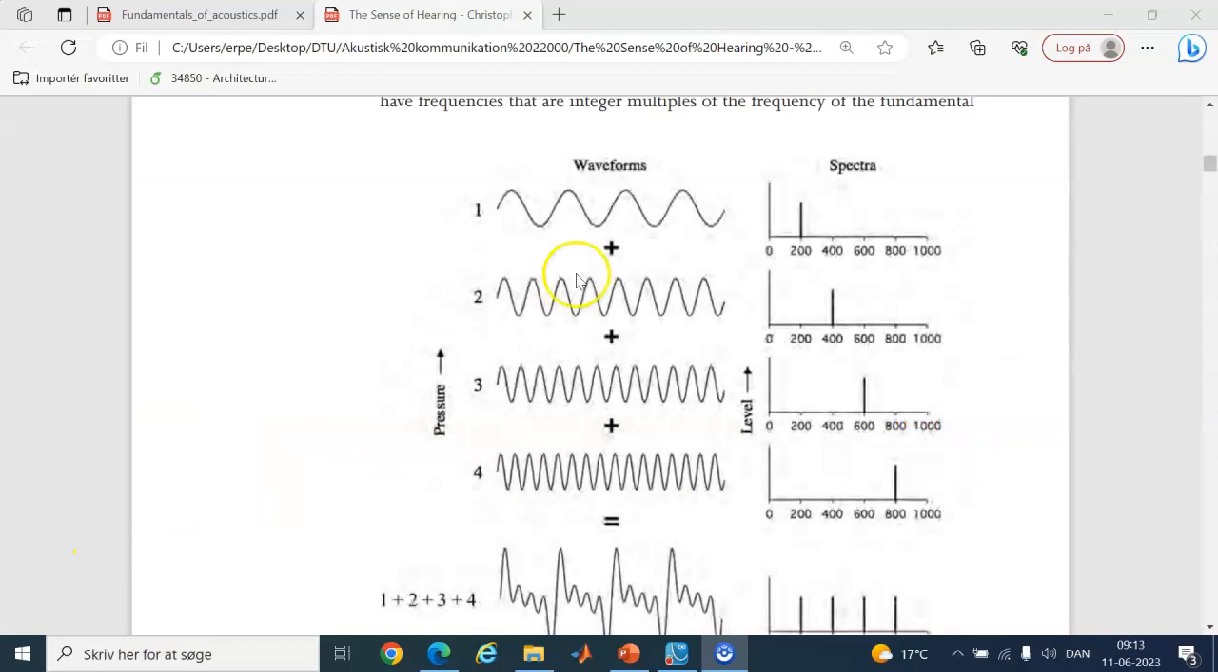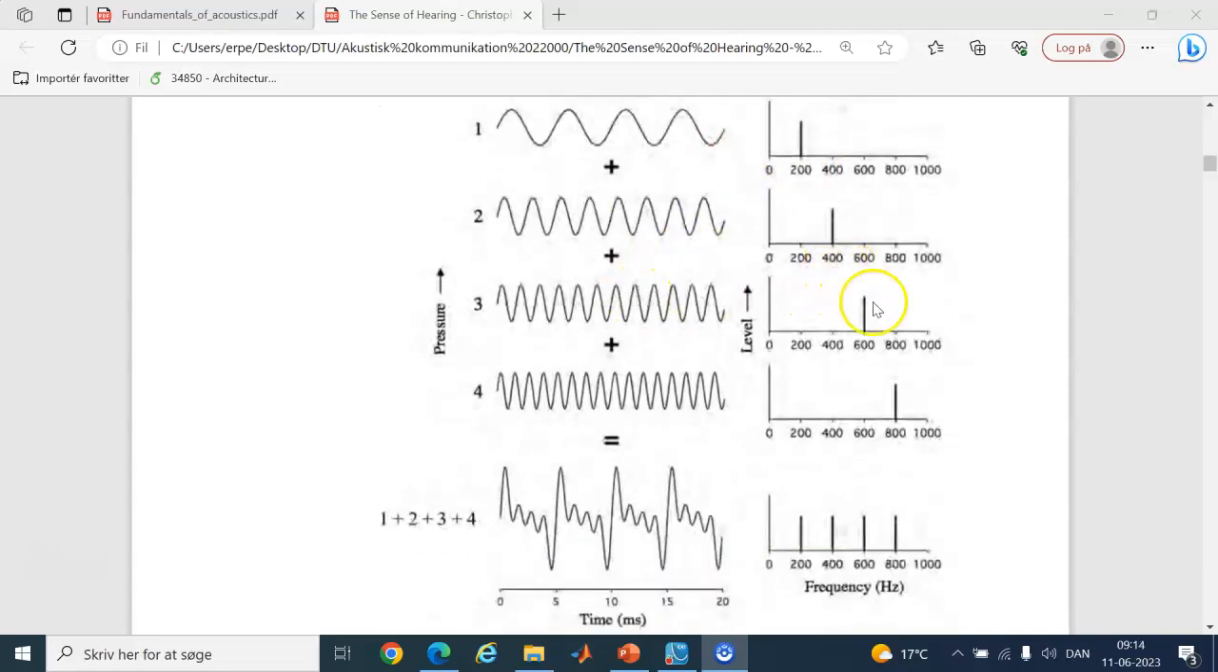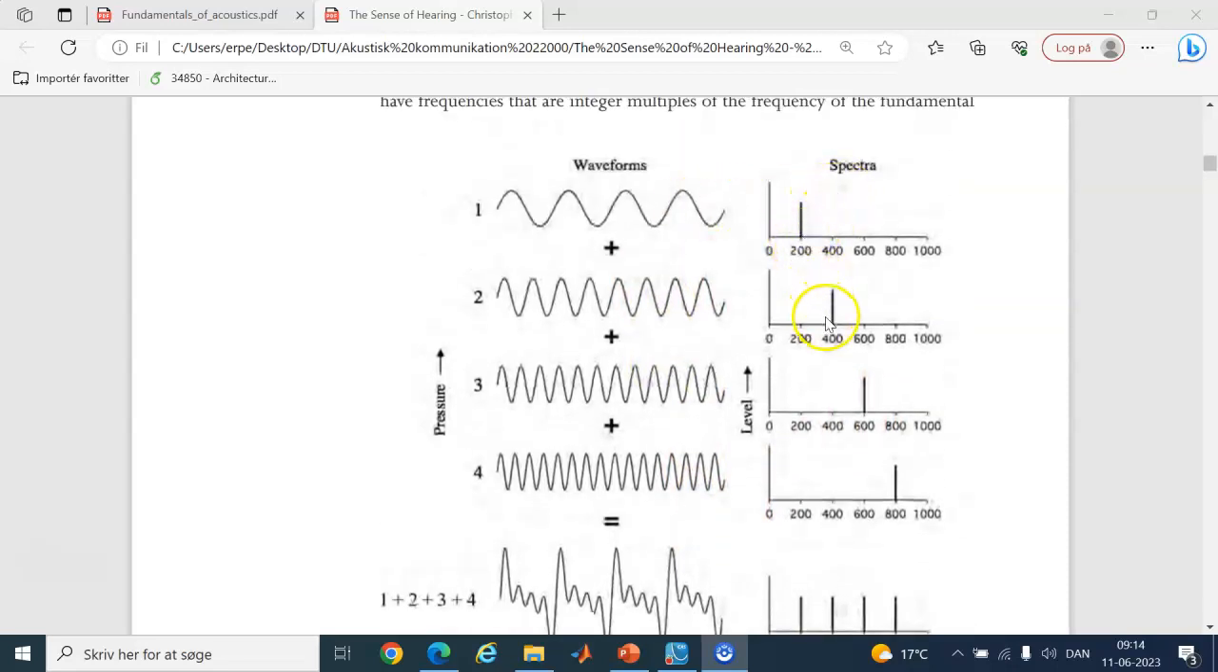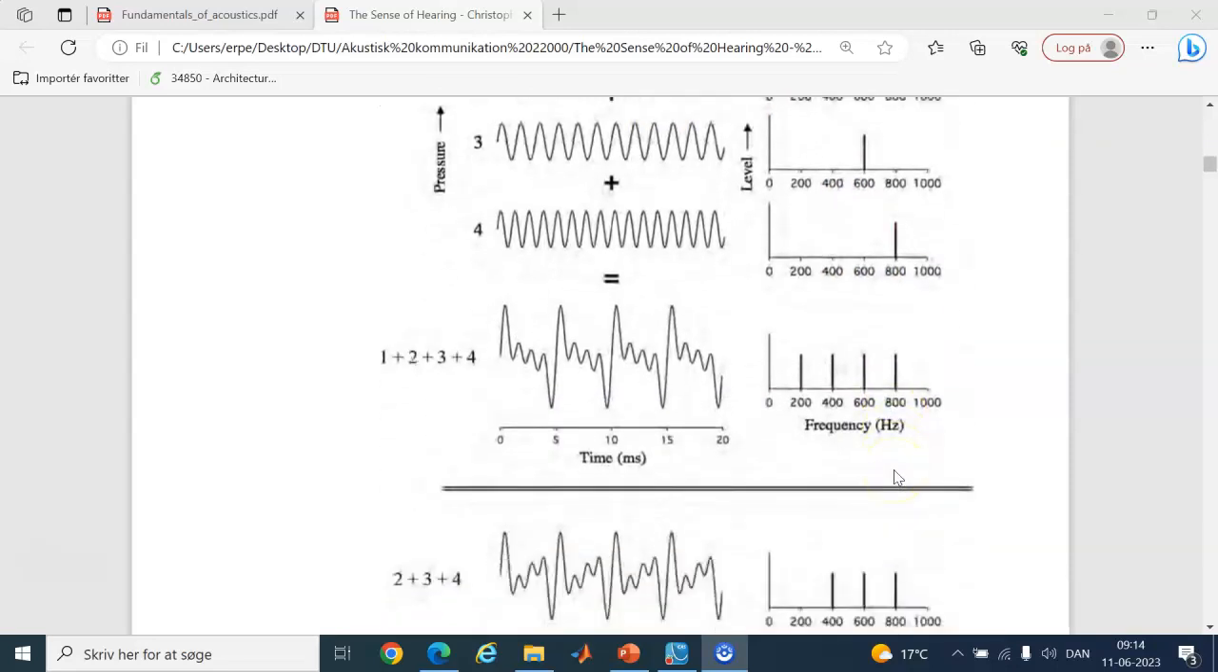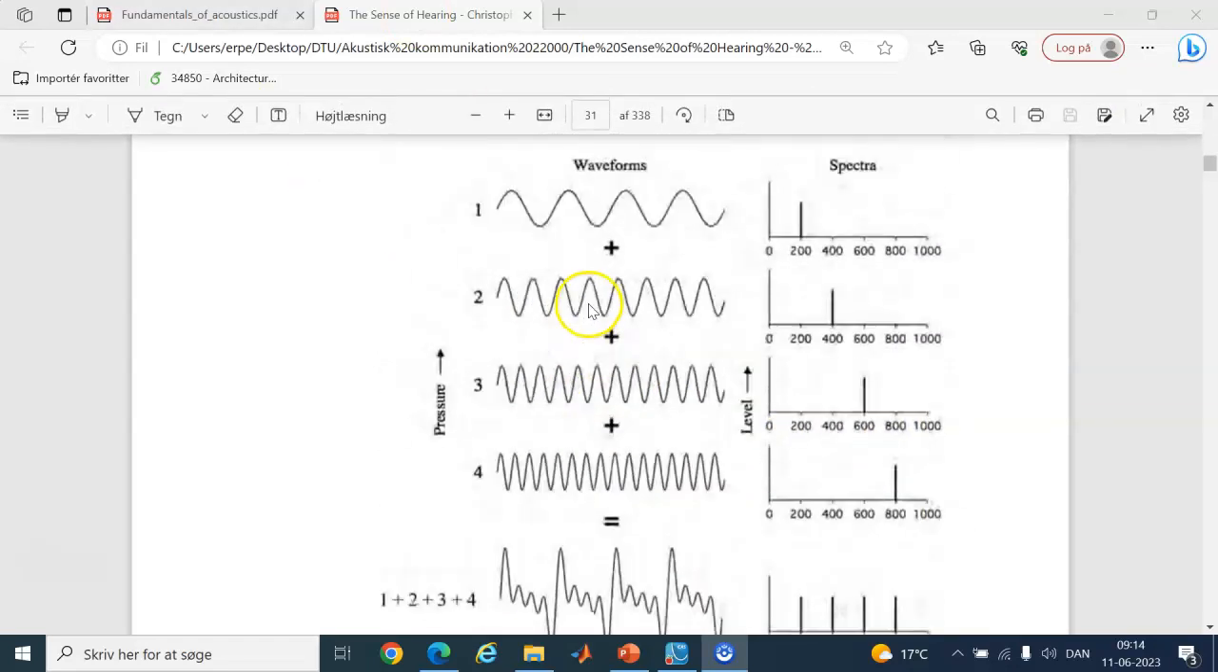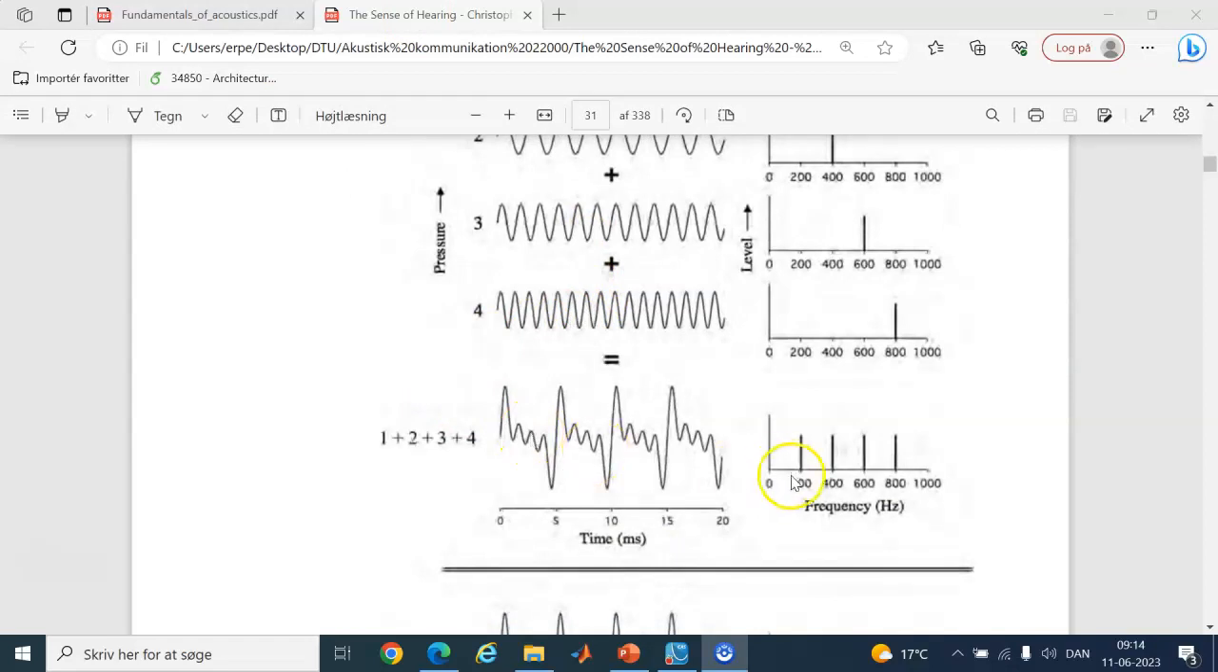Again, from Sense of Hearing by Plack, waveform and spectrum. The spectrum is 200 Hertz, and then 400 Hertz, 600 Hertz, 800 Hertz. You can see it's harmonic. And if you combine those harmonics, 200, 400, 600, 800 Hertz, you get a wave like this. Here's the waveform to the left, spectrum to the right: 200, 400, 600, and 800.